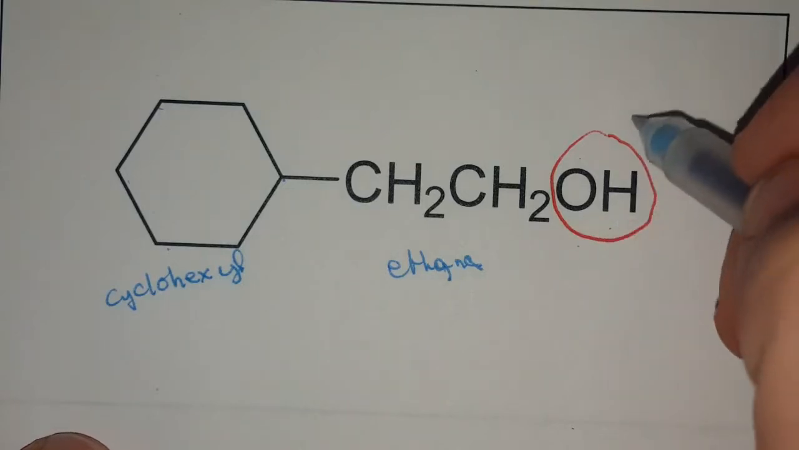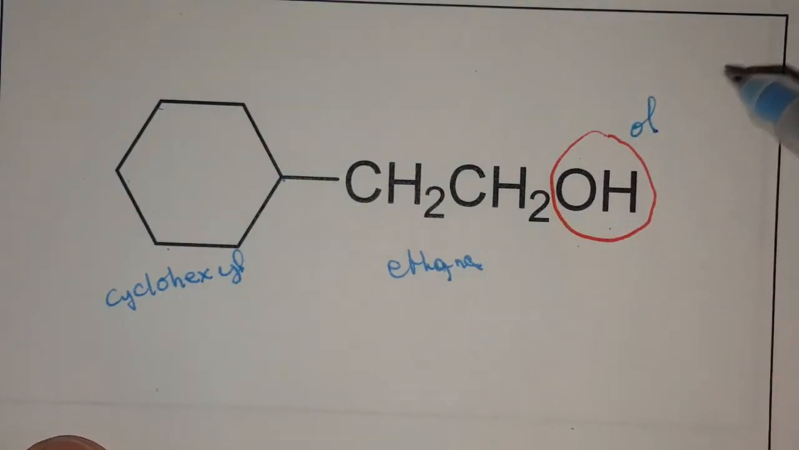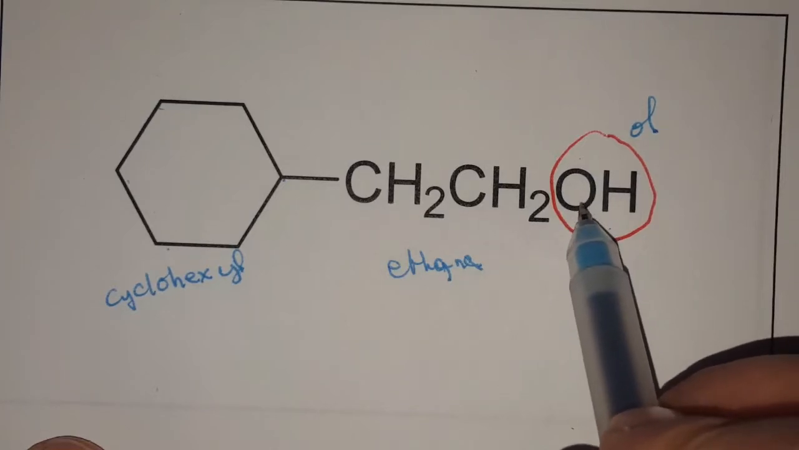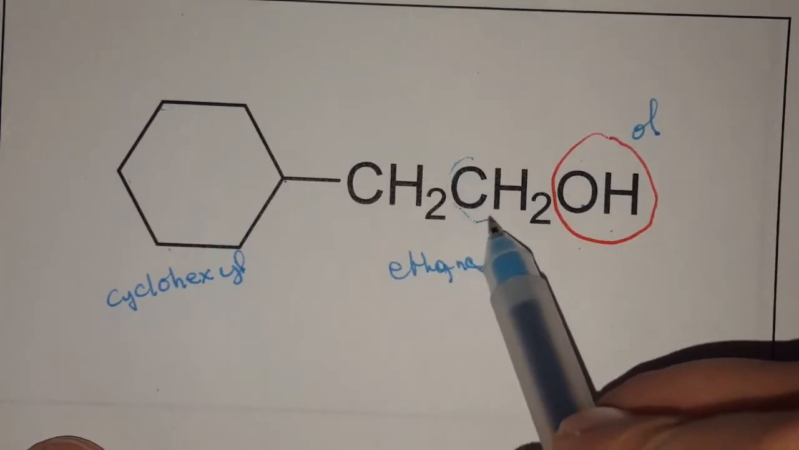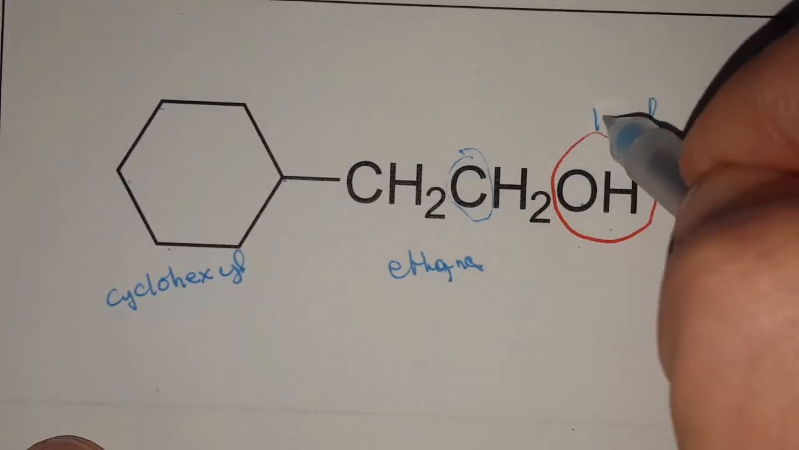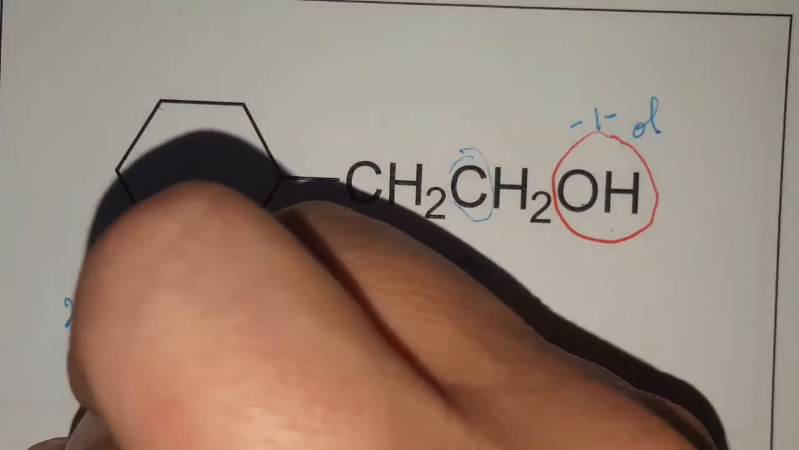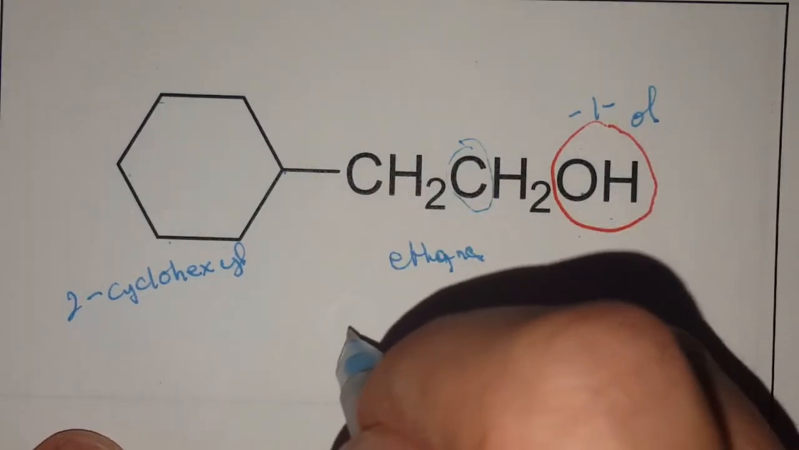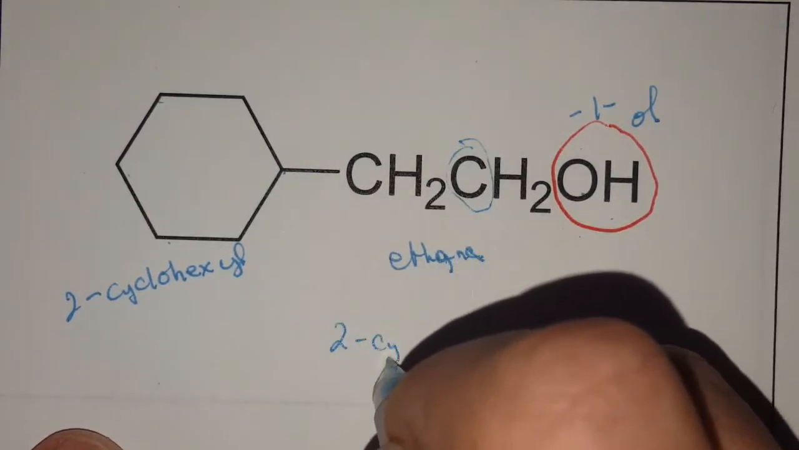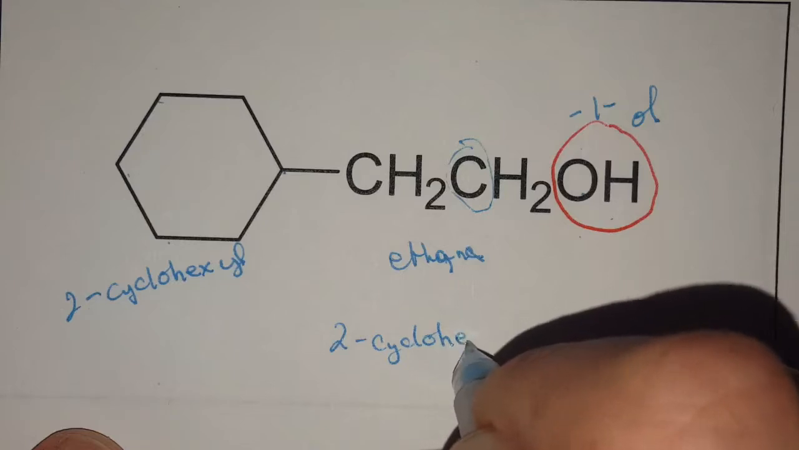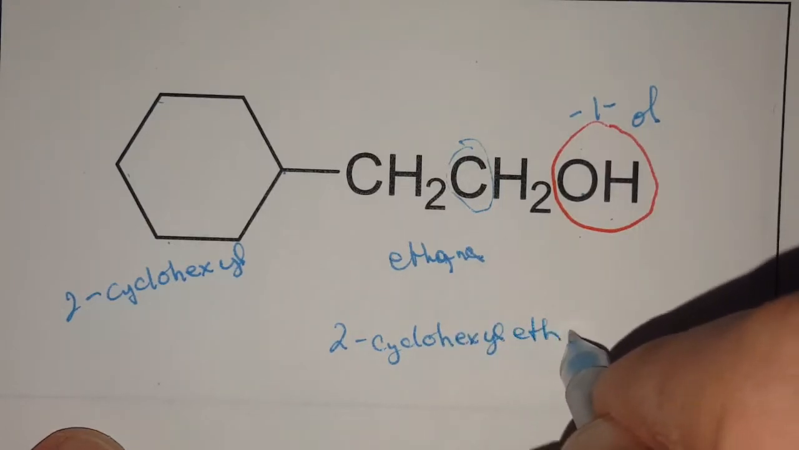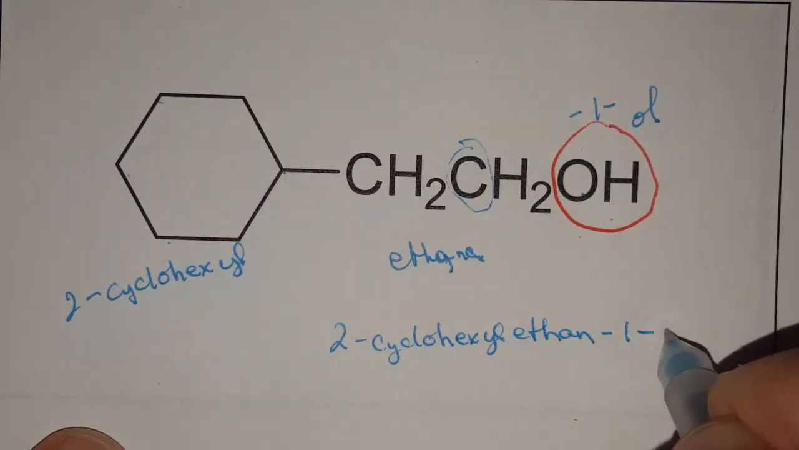Right? This is an OL. This has higher priority. So therefore, that's carbon 1, so this is going to be a 1, and this is going to be a 2. Now when I go to put the name together, it's going to be 2-cyclohexylethan-1-ol.